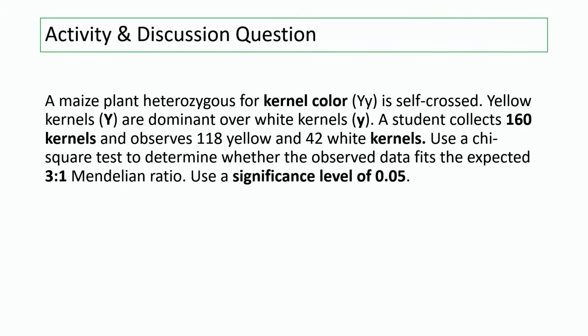And with that, I will end here with an activity question for you. The activity question is shown on your screen. The question says that a maize plant heterozygous for kernel color is self-crossed. Yellow kernels are dominant over white kernels. A student collected 160 kernels and observed 118 yellow and 42 white kernels. Now you have to use the chi-square test to determine whether the observed data fits with the expected 3:1 Mendelian ratio, by checking its significance at 0.05 in the chi-square table.